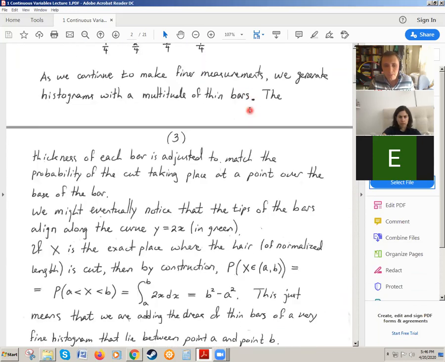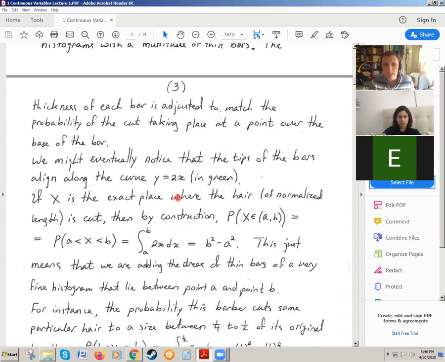And so you realize that the full histogram looks like bars underneath the curve y equals 2x, where x goes from 0 to 1. By the very construction, the probability questions you might have about this procedure are all settled entirely in terms of this curve y equals 2x.